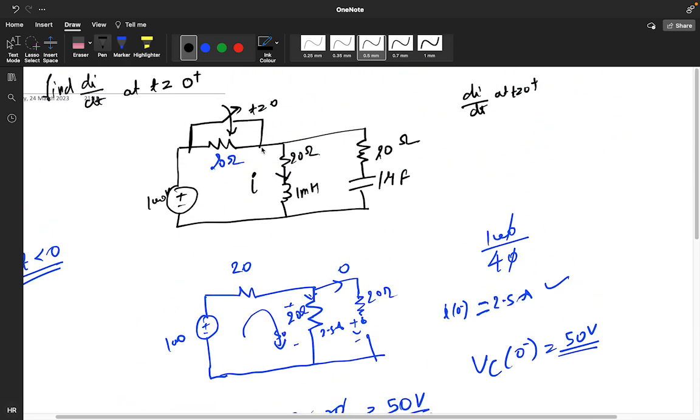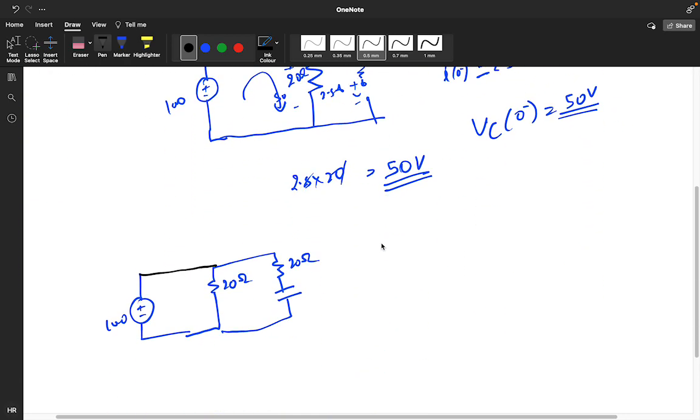But one thing is that there is one inductor, so in that inductor at t equals 0 plus, the current of the inductor will not change. So the current we are getting is 2.5 ampere, and the voltage across the capacitor is 50 volt. So directly at t equals 0 plus, we can make it a battery source. What they had asked in the question is the di by dt value.